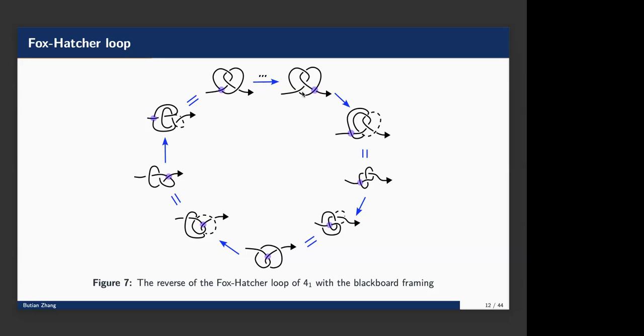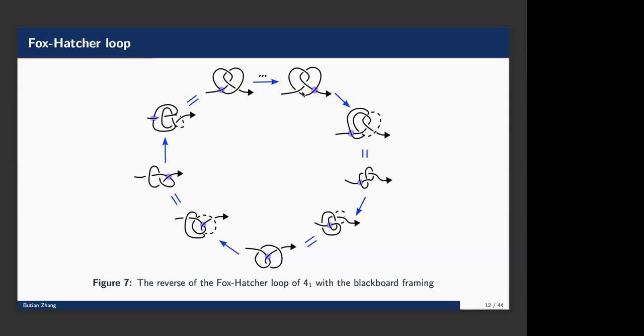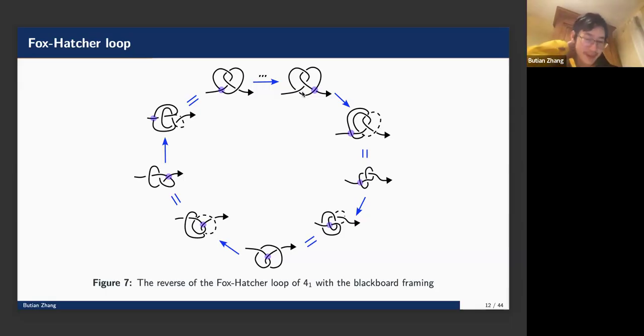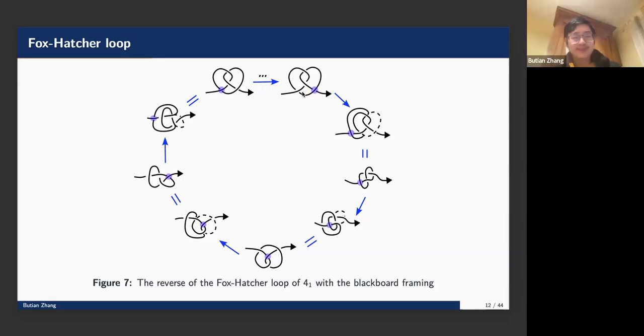Oh, I see. Thank you. I saw the same rolling move introduced by Zeeman to construct a sphere in four space. So maybe all of them are the same thing. I see, you are right. It originally comes from the construction of embedded surfaces. Yes, thank you.